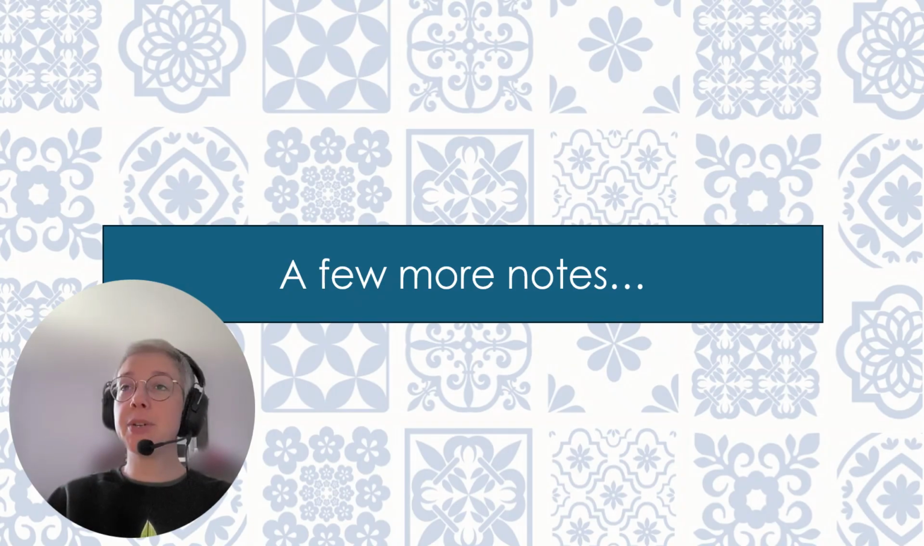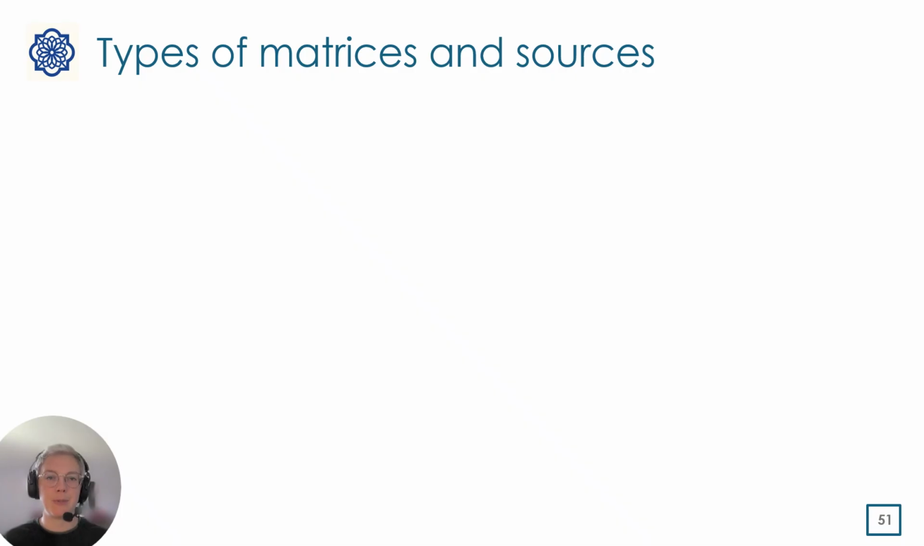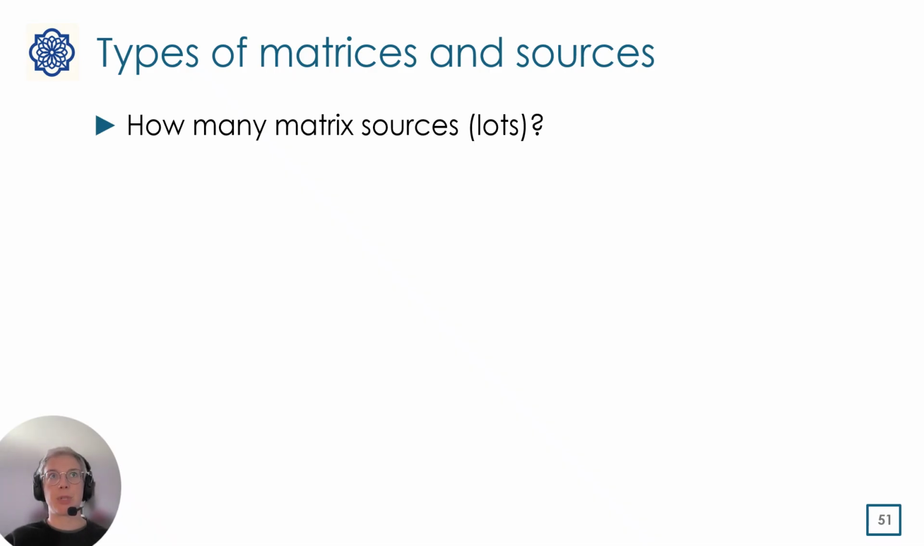Okay, so I do have a few more notes on this whole thing for particular scenarios that can happen while validating qualitative methods. First, on the types of matrices and sources. So, how many matrix sources or lots should you have in this validation process?